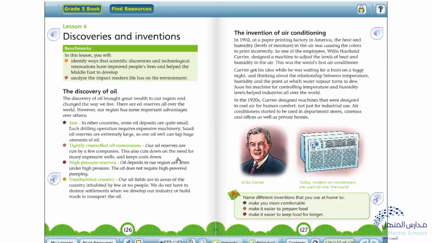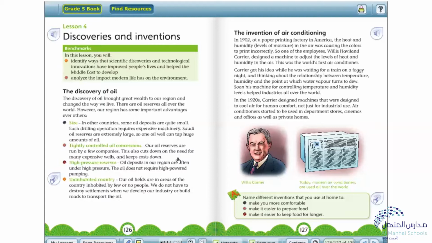The size. Inside they speak about the oil deposits, which other countries have very small, while in the Middle East they have large deposits of oil. Extremely large, by the way, which means it's very large. And then secondly is tightly controlled. Also they make sure they don't need many expensive wells to do the drilling to get to the oil reserves.